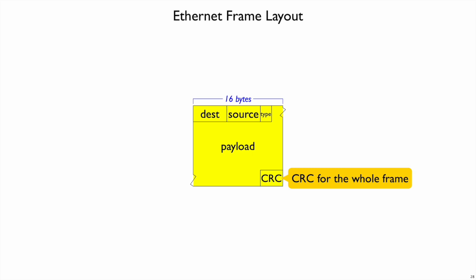So naturally, now that we're so many layers down, we have a much simpler layout to deal with. In IP, this payload is going to be the IP packet that we're sending inside of the Ethernet frame.